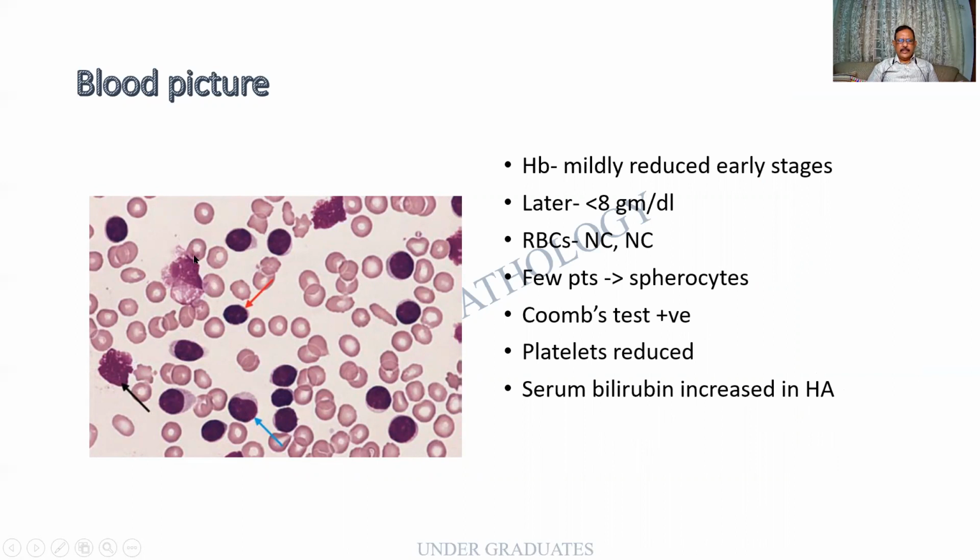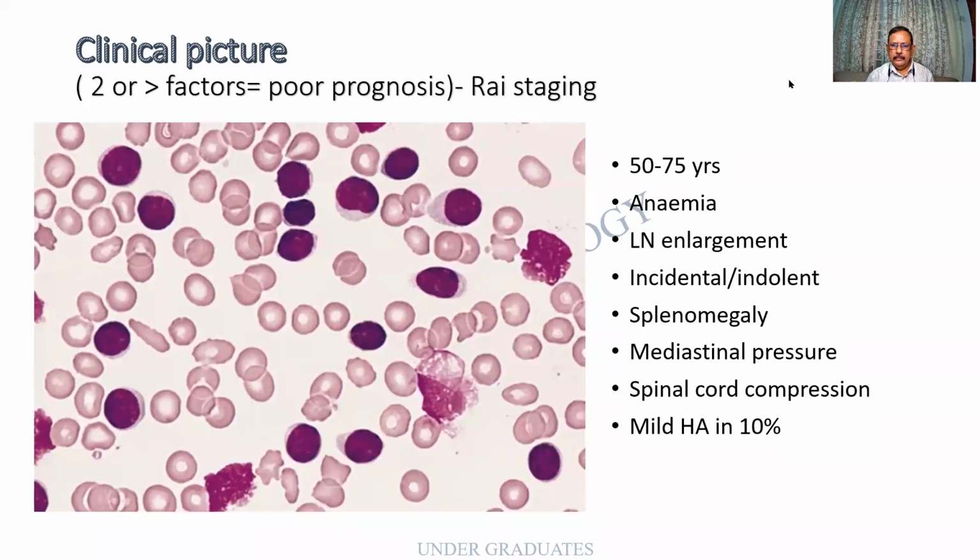And there are some cells, as we make a smear, they become smudged or squashed. And I cannot make out what they are. They are called as smudge cells. So this is the general feature that we'll have to remember.